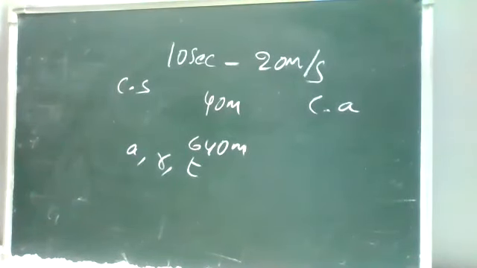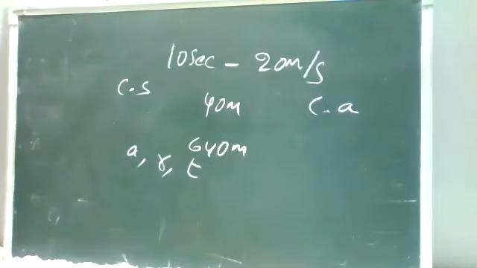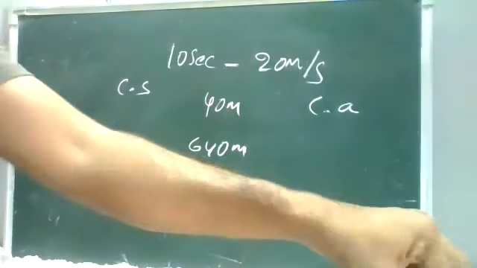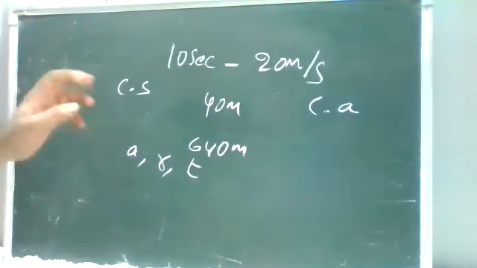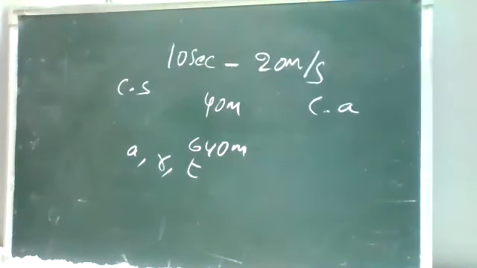The question: A motor car starts from rest and accelerates uniformly for 10 seconds to a velocity of 20 meter per second. So they have already given the time, and 20 meter per second is your velocity. It then runs at a constant speed and is finally brought to rest in 40 meters with a constant retardation. Total distance covered is 640 meters. Find the value of acceleration, retardation, and total time period.